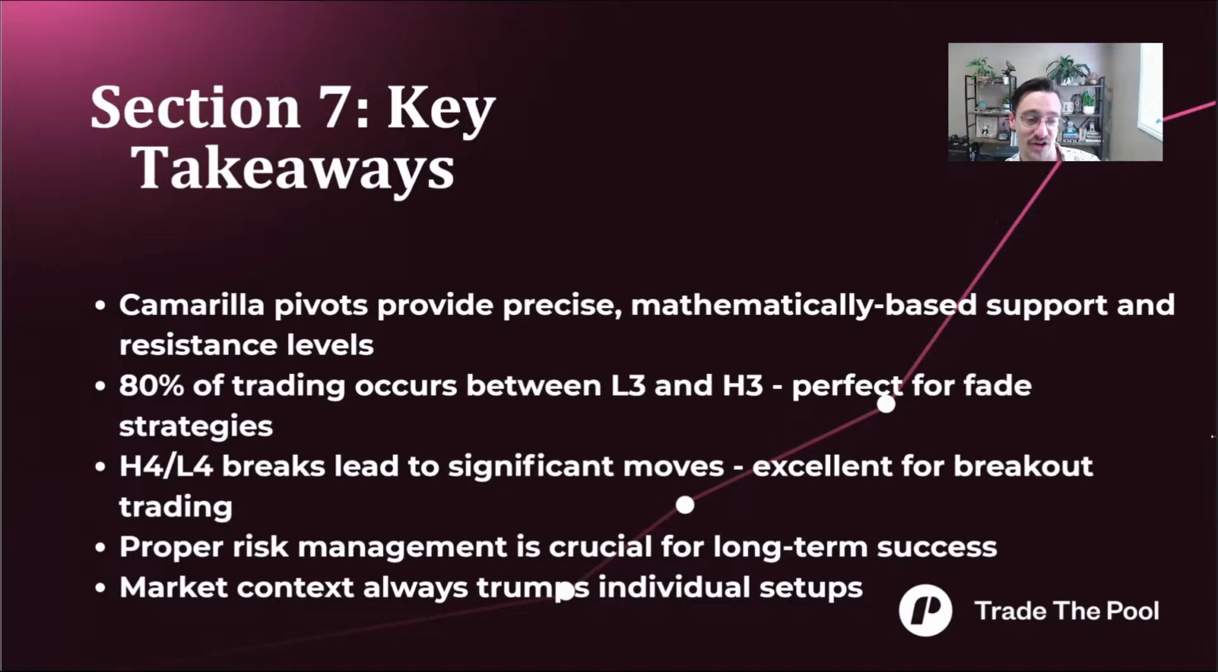So in general, we fade the L3 and H3 and expect mean reversion. And if that fails, if it seems to have a strong directional bias to one end of the range, then we're looking for price acceptance up into that H4 or down into that L4, and then eventually the breakthrough on volume. So market context is always going to trump the individual setups.